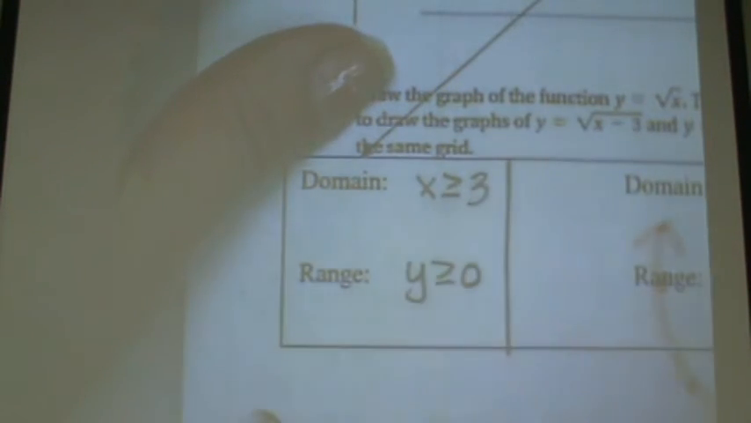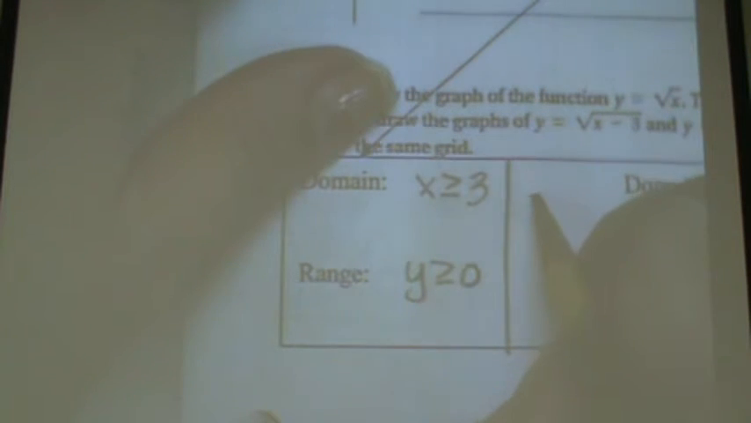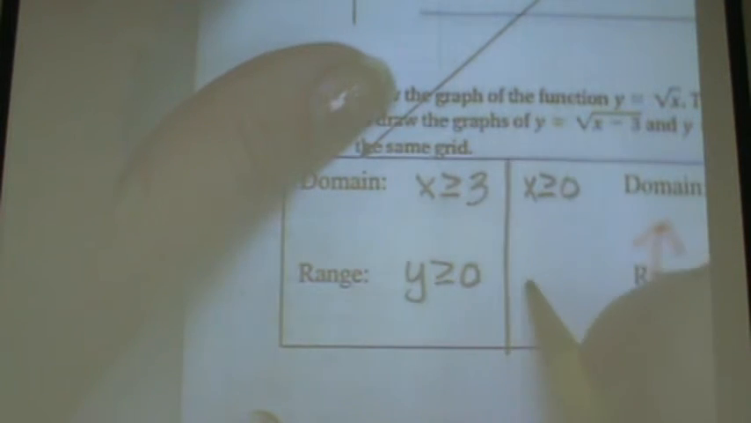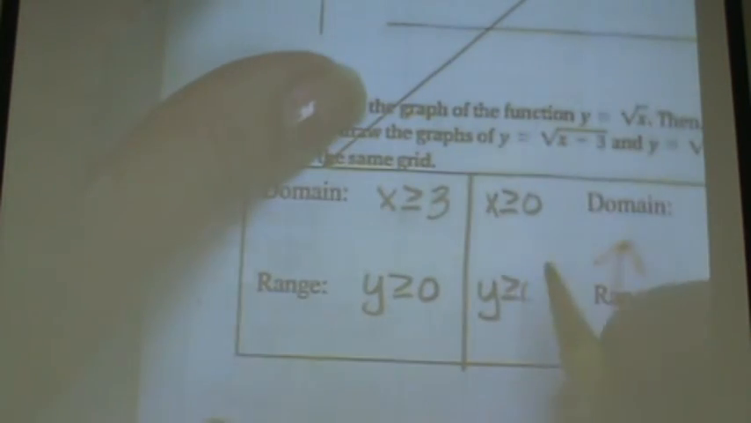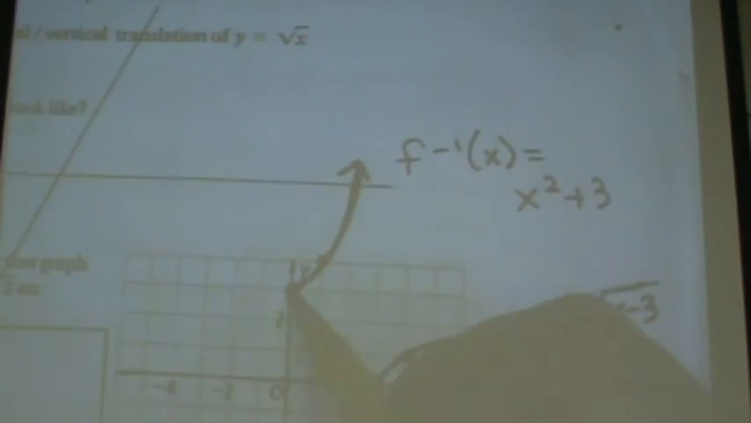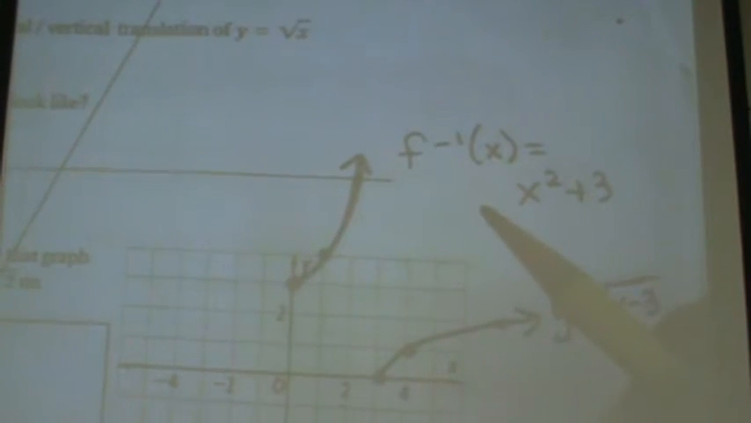Now, when you did the inverse, did you have X is greater than or equal to 0 and Y is greater than or equal to 3? Yeah. Check it out. Did it work? Yes. Did it match? Does that make sense?